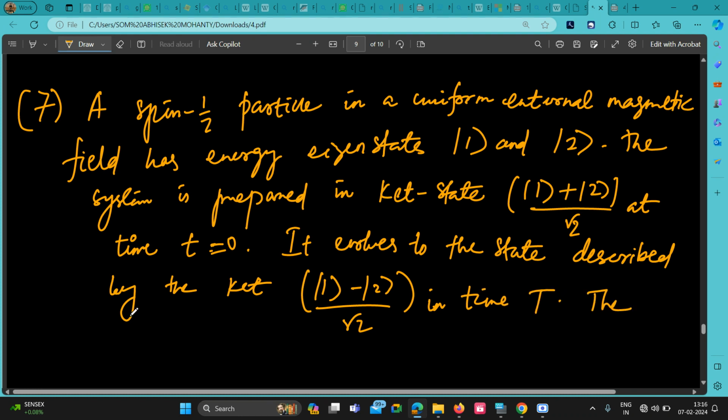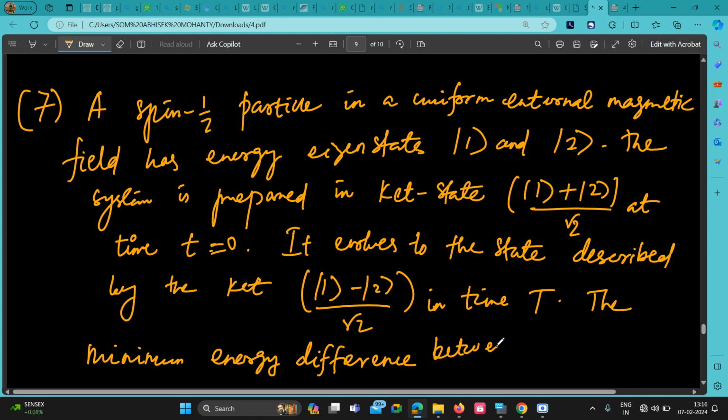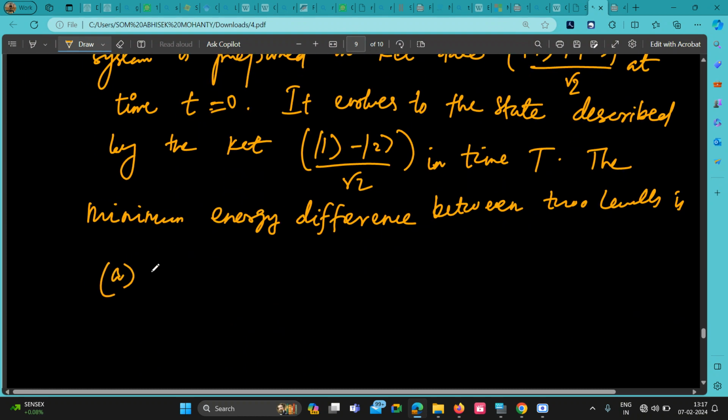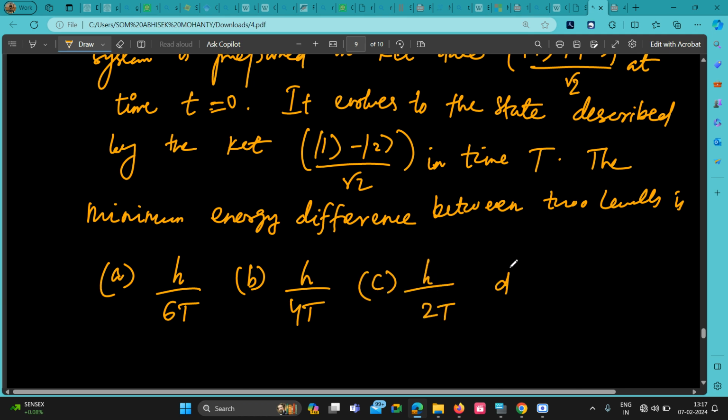The minimum energy difference between two levels is: option A, h/6T; option B, h/4T; option C, h/2T; option D, h/T. Okay, these are the options.